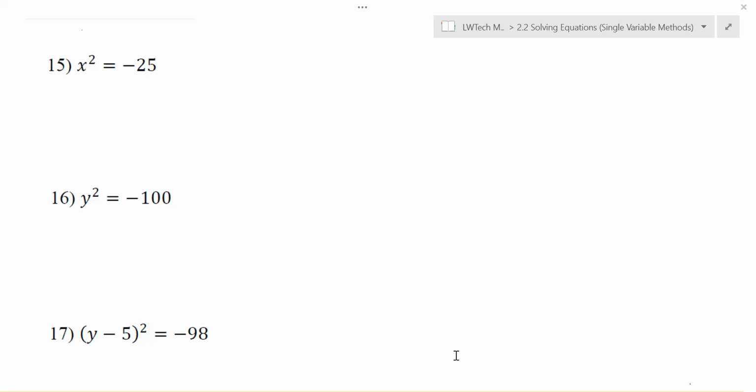Here we have some more examples of quadratic equations. In problem number 15, notice that we have an x and it's being squared. So to get the x by itself, what we'd want to do is undo the square by using its inverse property, which means that we want to take the square root.